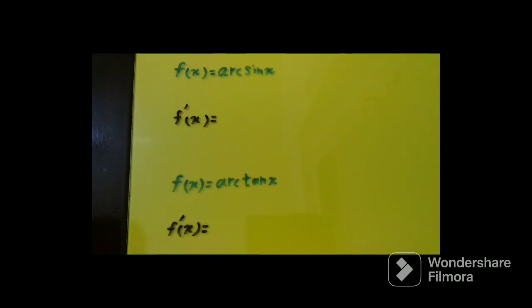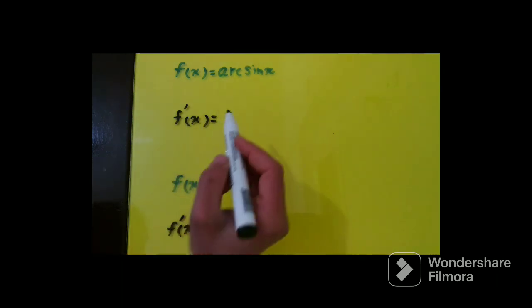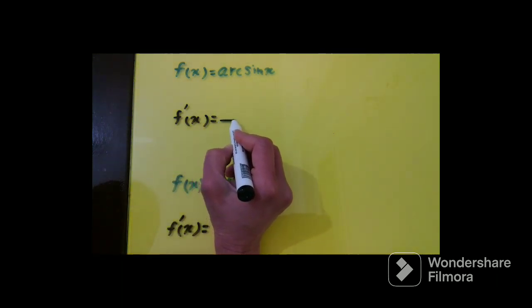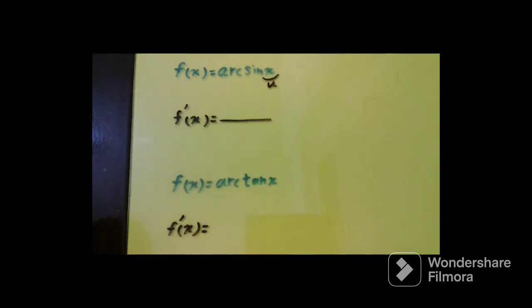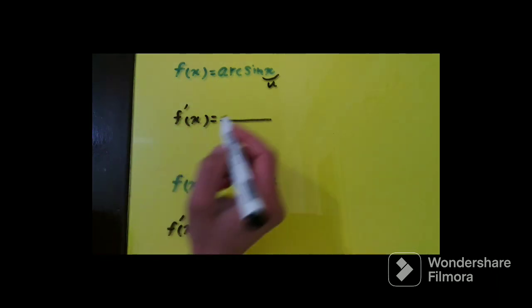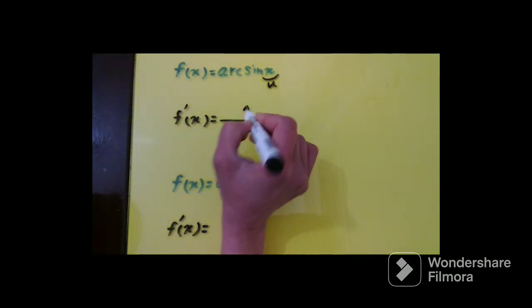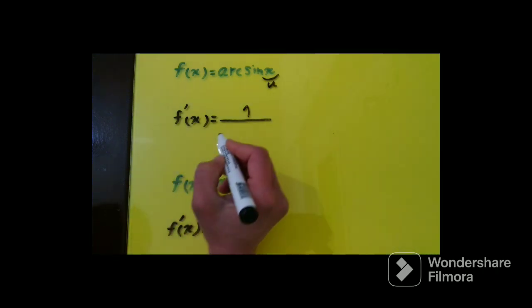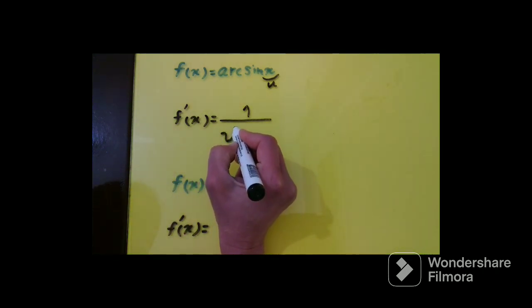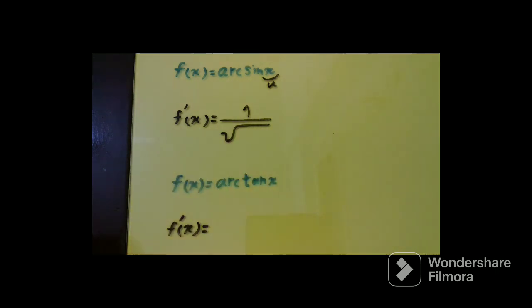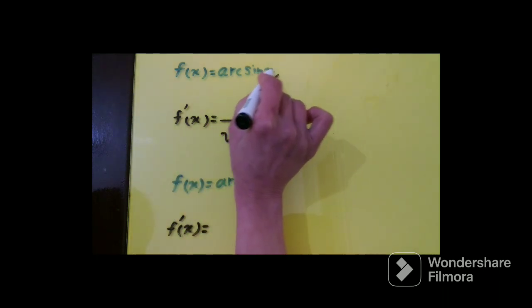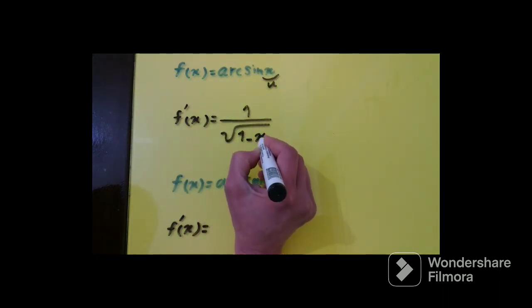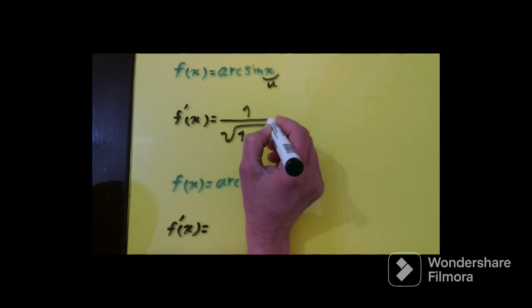Okay guys, in this example, according to the formula for up, this term is u. So the derivative of u is 1. And for down, you should write a square root of 1 minus u squared. It's x squared.